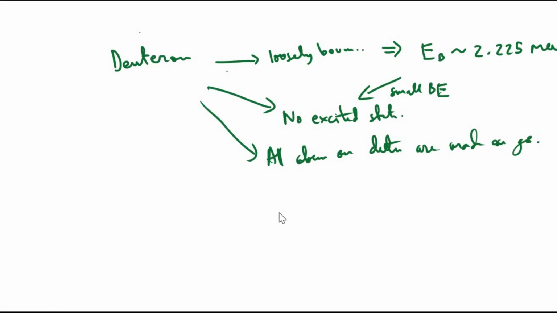These are some very basic information on Deuteron. I have just given you the binding energy, which is 2.225 MeV. Next I told you no excited state, and so all observations of Deuteron on ground state are made. So just let me write down some of these ground state properties.